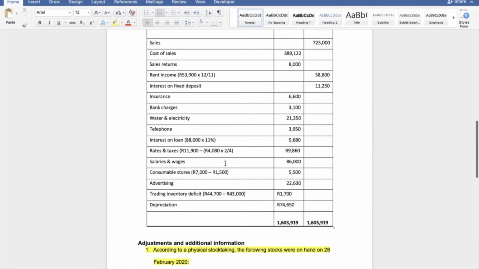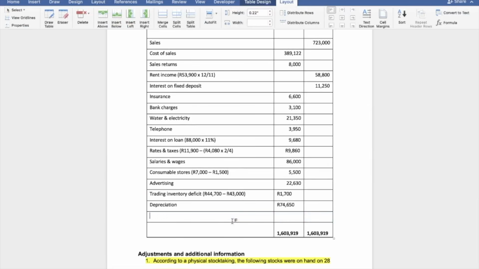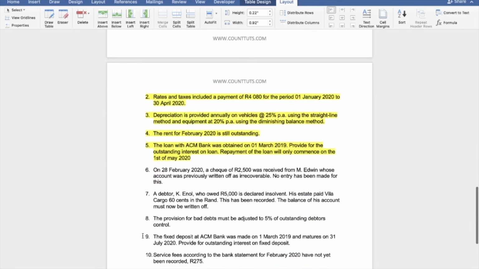And income is recorded in the nominal account section. So I'm going to add another row here and write down bad debts recovered, and the amount there is 2,500. And remember, income increases on the credit side, 2,500. Now if you go back there, you can see it says no entry has been made for this.